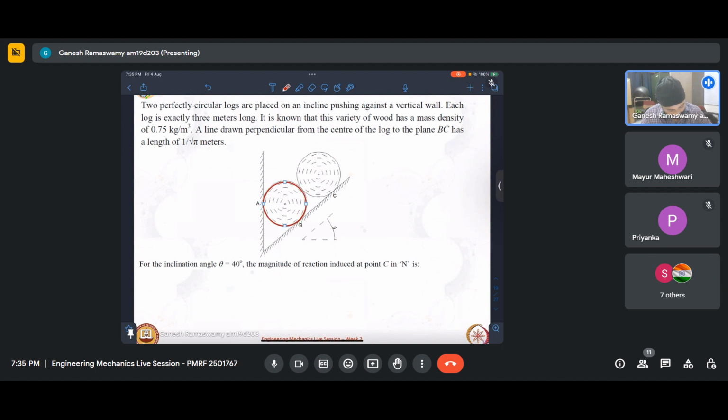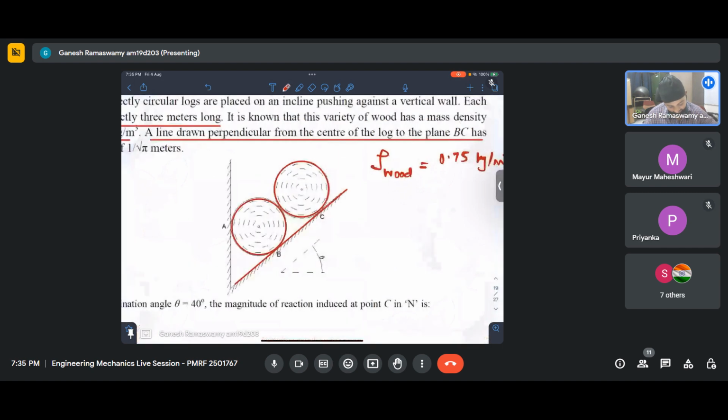So we have two cylinders, or rather logs, that are like that. And these are perfectly circular is what is given. The out of plane length is given to be 3 meters exactly. Rho is given for the wood, given to be 7.75 kg per meter cube. A line drawn perpendicular from the center of the log. This is the plane BC. And it says a line drawn perpendicular exactly meets the center of the log, and this distance is 1 by root pi. So essentially, radius of the log is 1 by root pi.